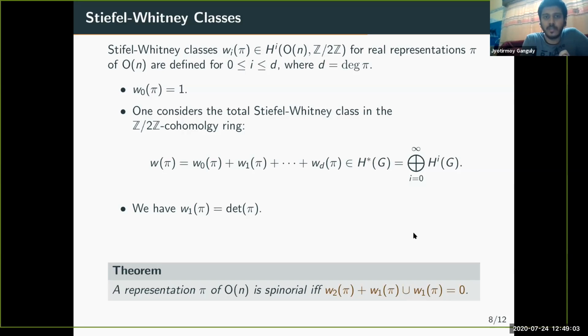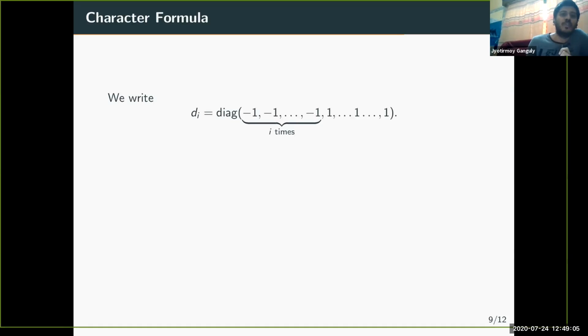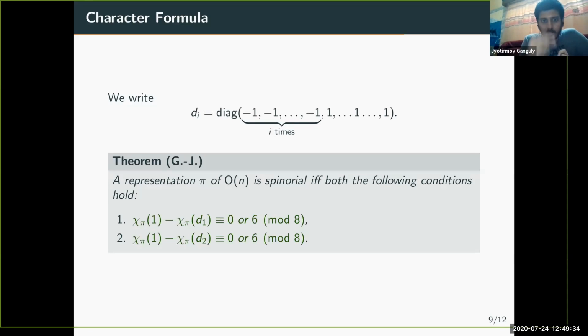And using the concept of Stiefel-Whitney classes, we give a criterion for the spinoriality of the representations of the orthogonal group in terms of character values. So we denote by GI the diagonal matrix consisting of -1 and 1, where -1 is appearing I times. Without going into the proof, I will just state the result. A representation pi of ON is spinorial if and only if both the following conditions hold.